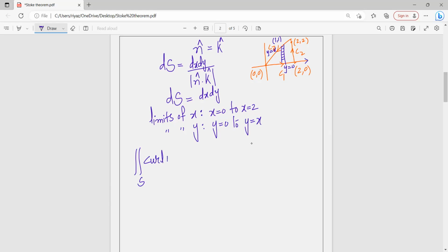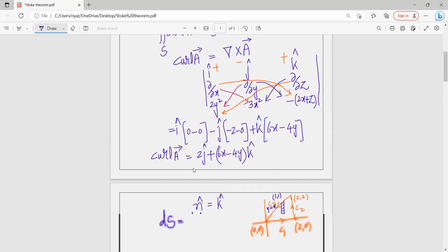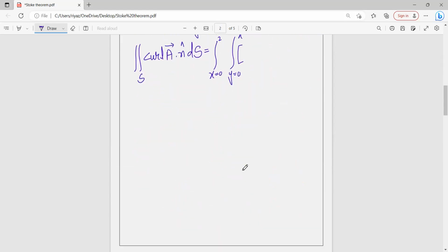So finally, when I am going to find out the double integration over s of curl A dot n cap ds, it must be equal to, the values of x are from 0 to 2, the values of y are from 0 to x, and curl A we have done already. That answer, you can see above, is 2j plus 6x minus 4y k cap.